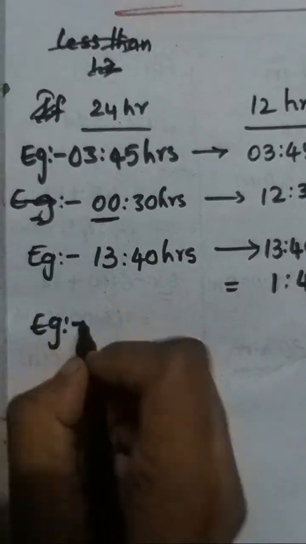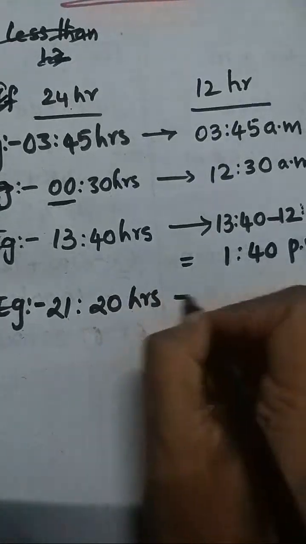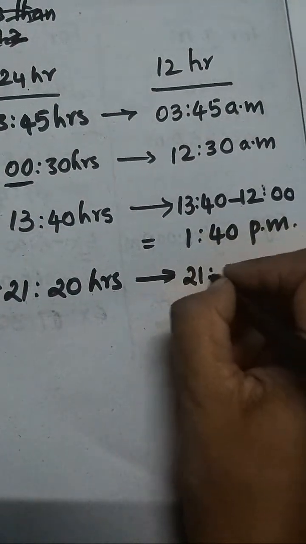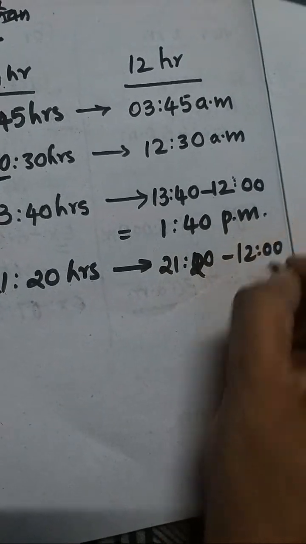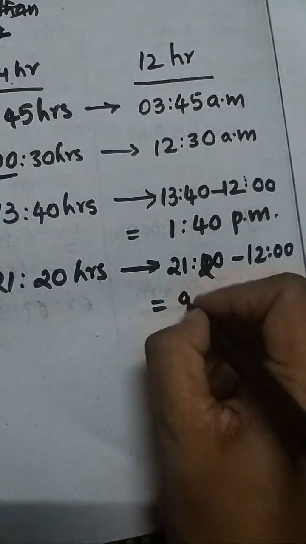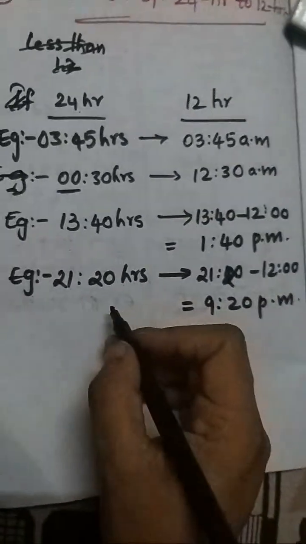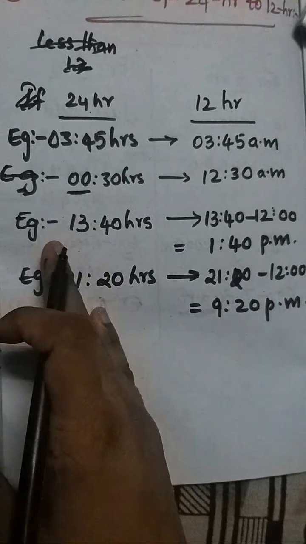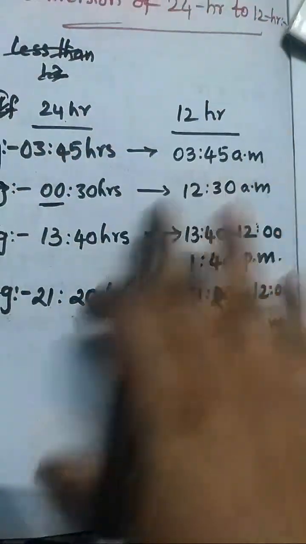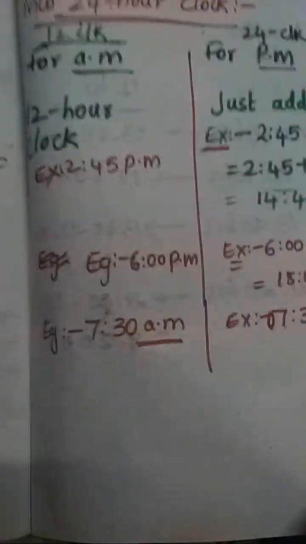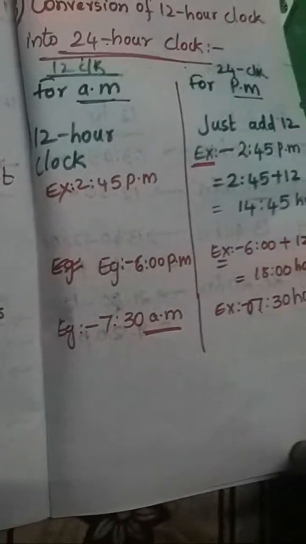Another example, 21:20 hours. 21 minus 12, then what will we get? 9:20 p.m. So this way we have to convert 24-hour clock to 12-hour clock, and 12-hour clock to 24-hour clock. The third topic is conversion of 12-hour clock to 24.